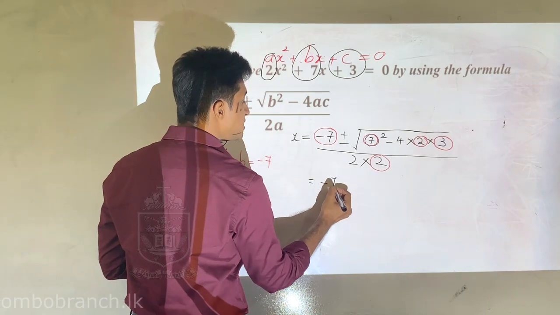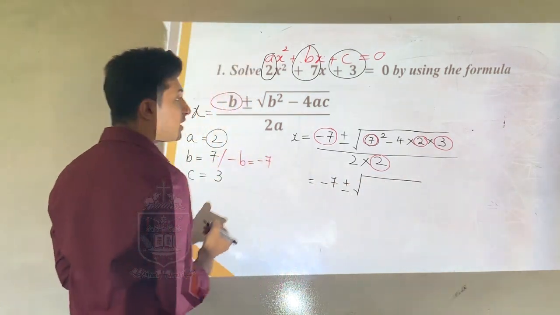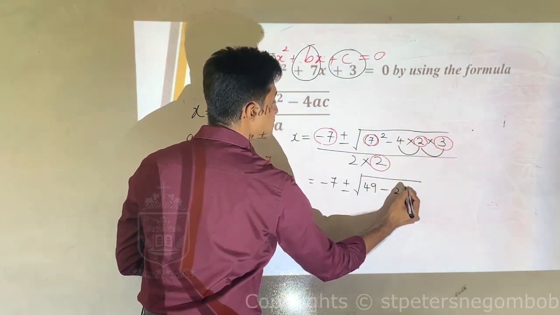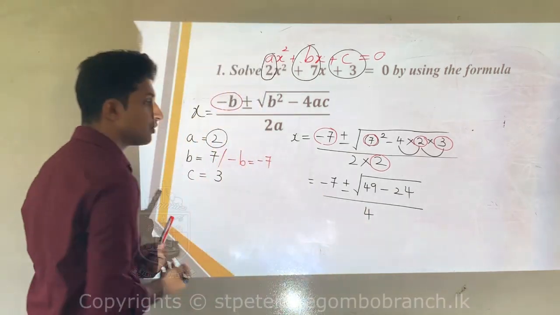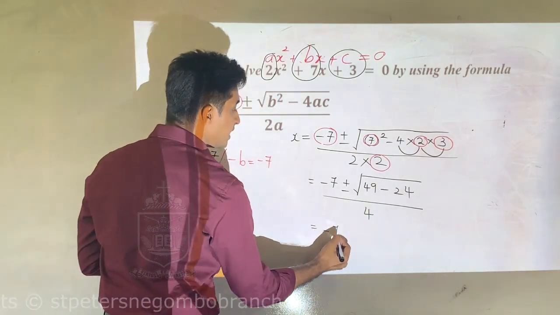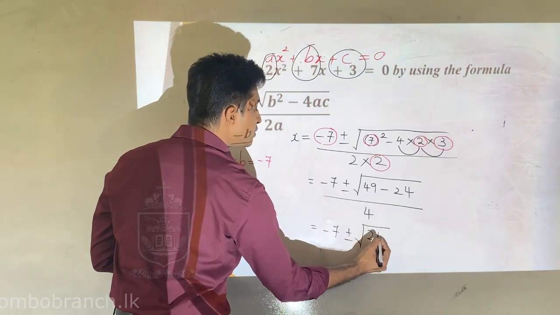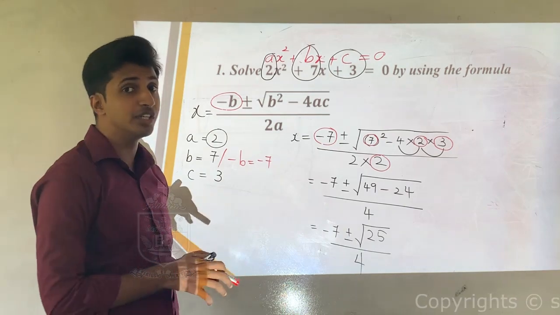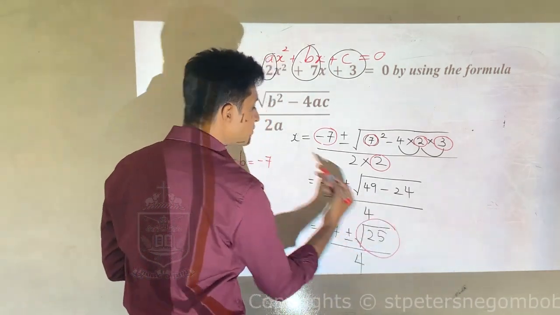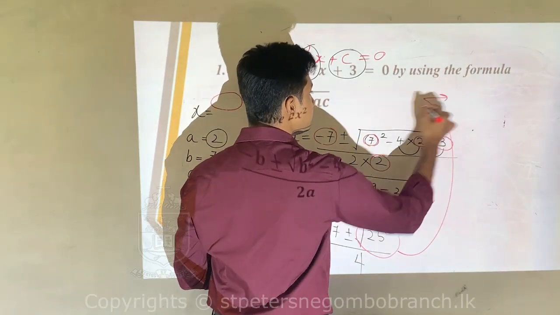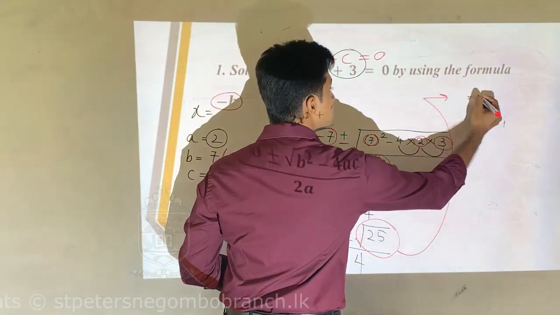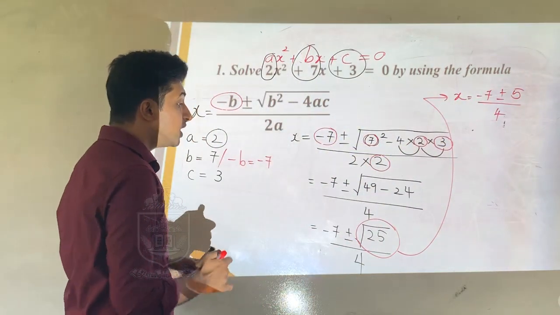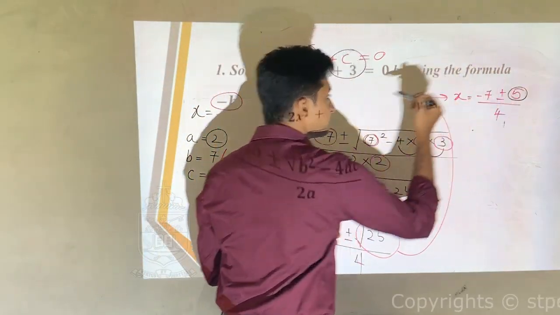Then we take it as minus 7 plus or minus, simplification. 7 square is 49 minus 4 times 2 is 8. 8 times 3 is 24 over 2 times 2 is 4. Then that is minus 7 plus or minus square root 25 over 4. Now this is again not a difficult question because root 25 we already know is 5. We know the value of square root 25. So now I can get the answer as minus 7 plus or minus 5 over 4, because root 25 is 5.